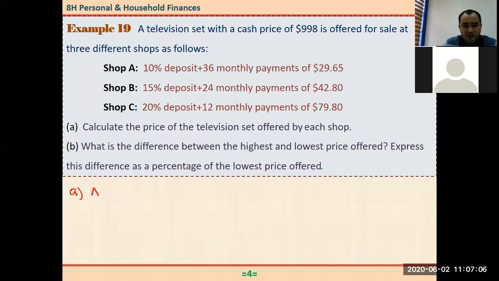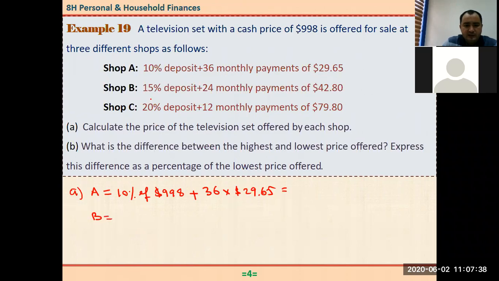In shop A, let's say that we denote this by capital A, 10% deposit. All right, the deposit is 10% of what? This cash price, 998, plus 36 monthly payments of 29.65, right? That's the first thing. I will evaluate and write it later.